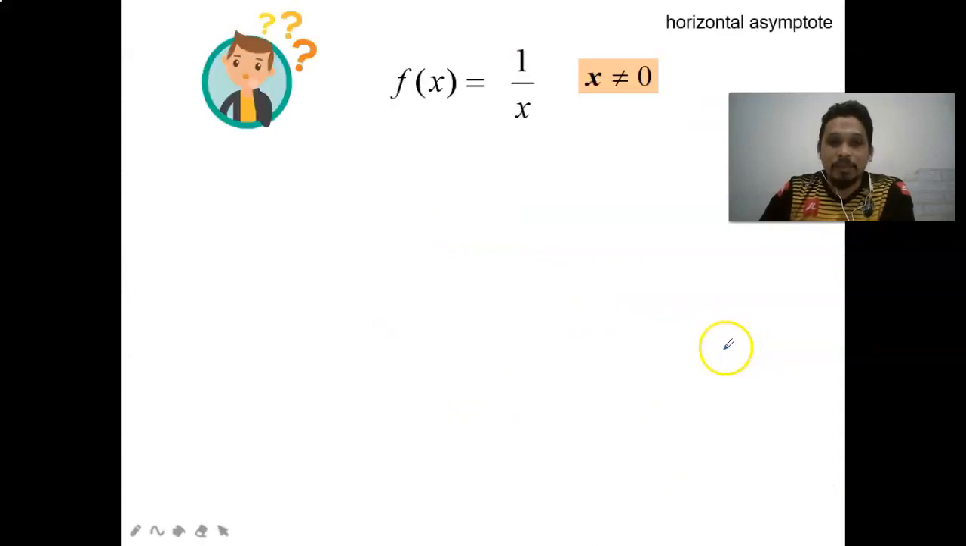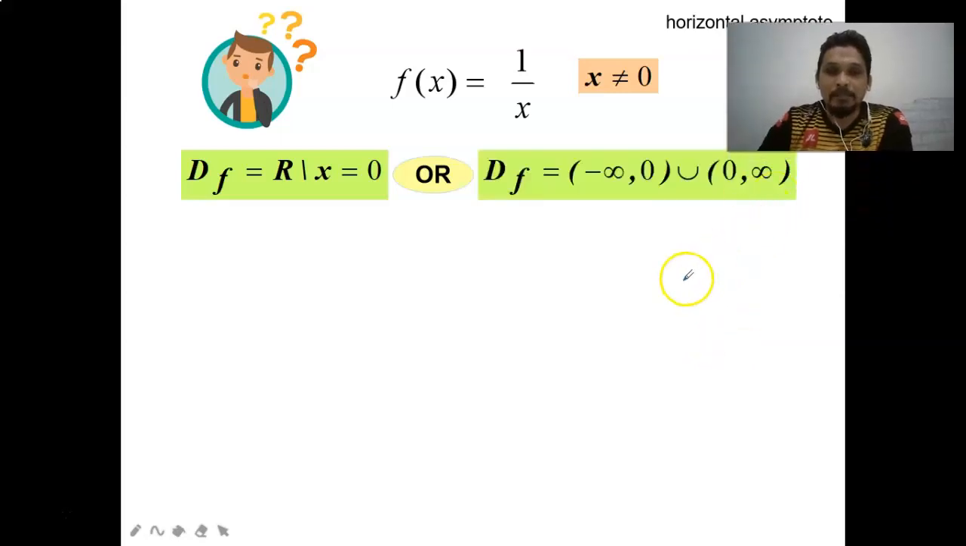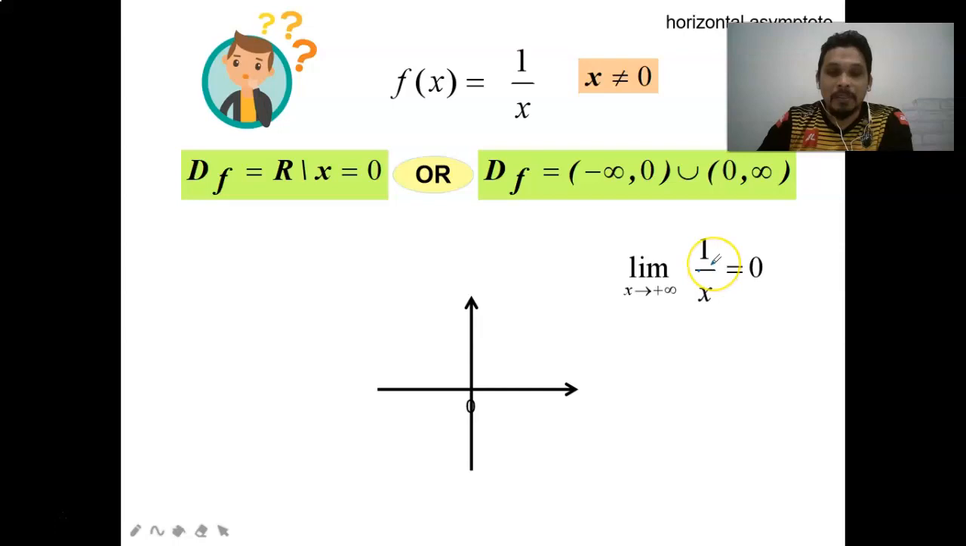So f(x) equal to 1 over x and x cannot be equal to 0. That is the domain. Okay, now, first one here, x approaching positive infinity, 1 over x.